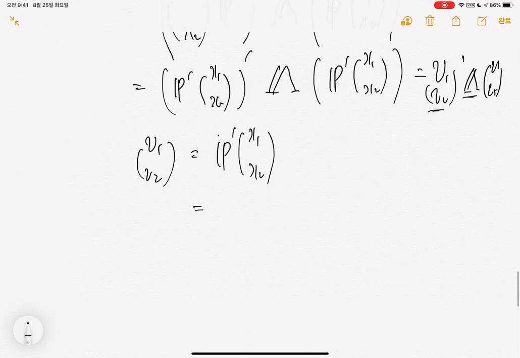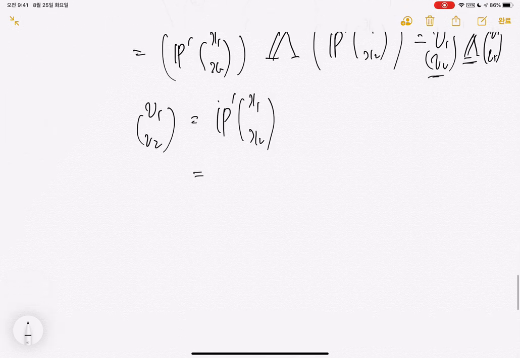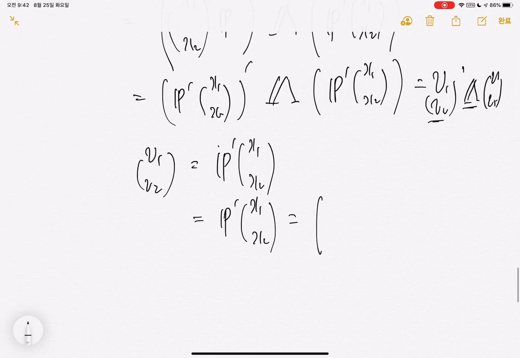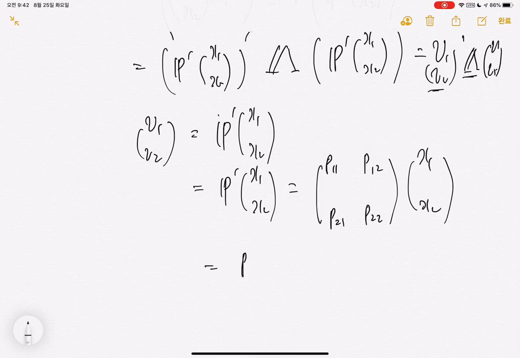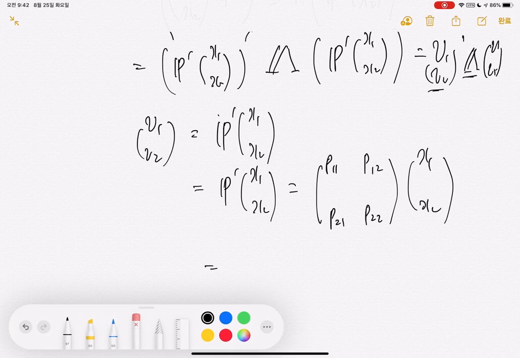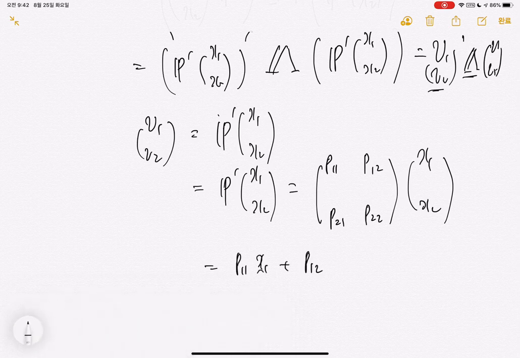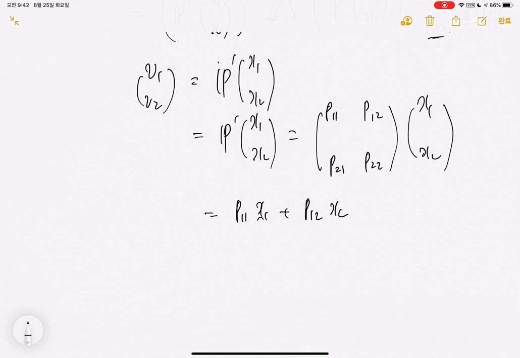Okay, what does this do? So here P prime x1, x2 is P11, P21, P12, P22, x1, x2, which is P11 x1 plus P12 x2 and P21 x1 plus P22 x2.